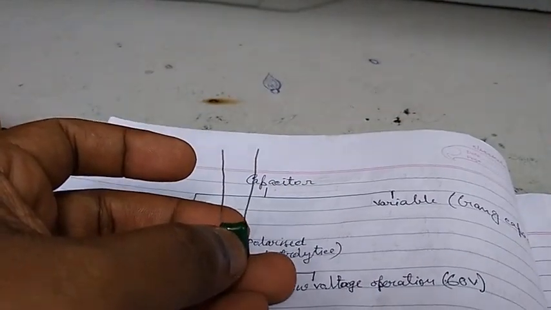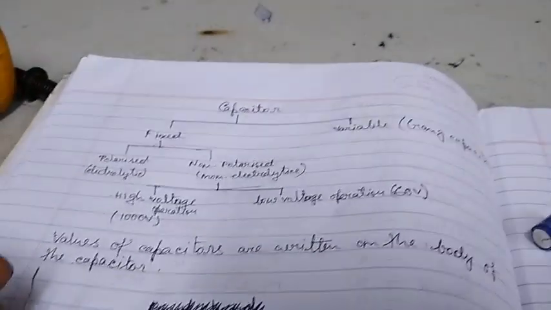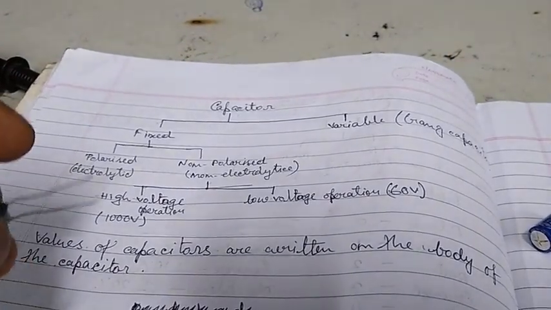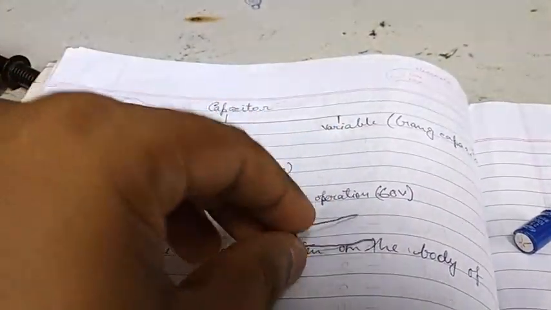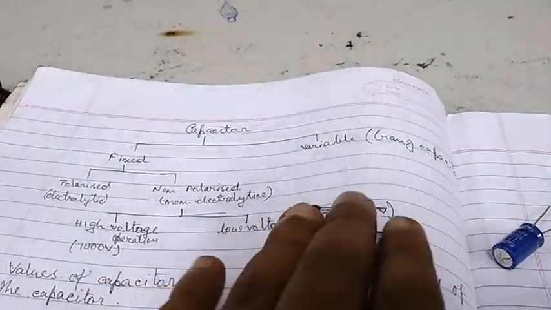See, the length of the legs are similar, so we don't have any polarity here. Non-polarized capacitor, and this capacitor is for low voltage operation. This can operate only up to 60 volt.